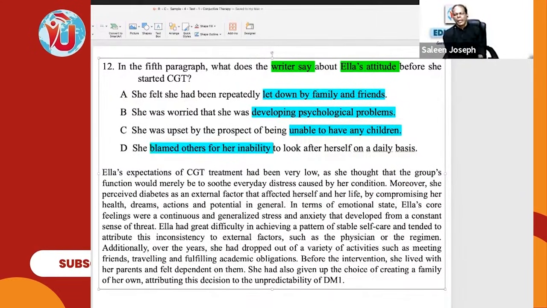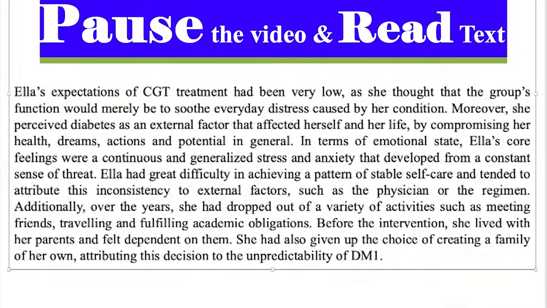We have to find out: does the paragraph speak about family and friends treating her very badly? Or does it speak about her developing some psychological problems, being mentally sick? Does it speak about her crying because she could not have children? The fourth one is whether she blamed others for her problems. Please read the text.